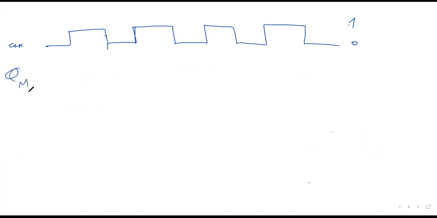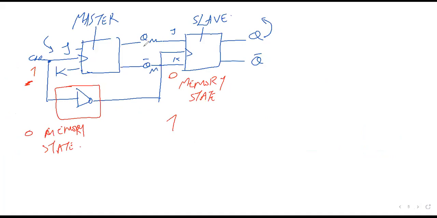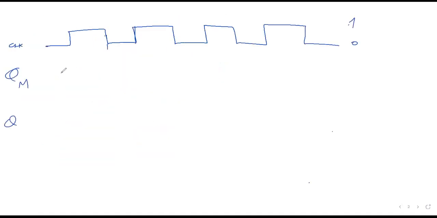Now I have my QM and my Q output, where QM is the output of the first JK, the master. Then my Q is the output of the whole system, which is also the output of the slave. This is what happens. For QM, let's say my present input is 0.